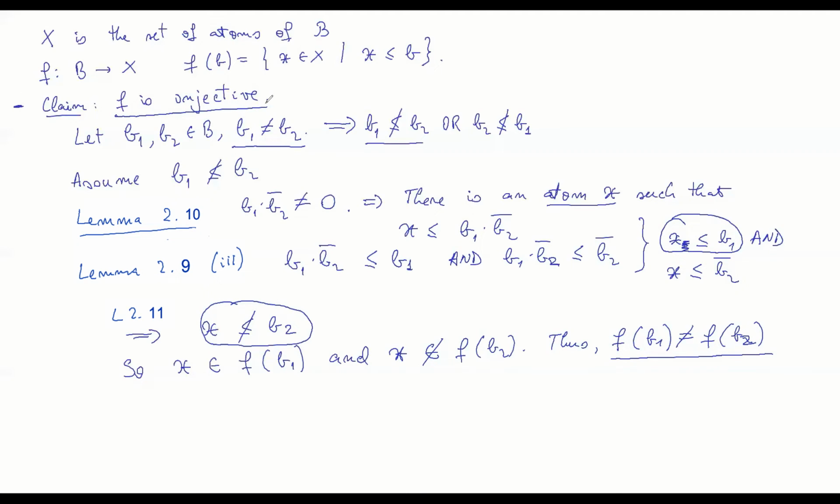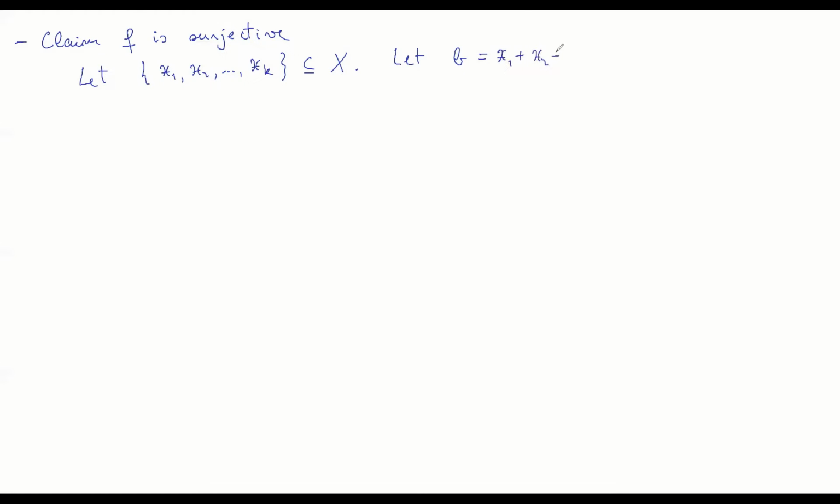So for surjectivity, the other claim I want to prove is that f is surjective. And for this to be proved, I'm just going to take a subset of X. So let's say we have k elements, x1, x2, xk. So I'm taking such an arbitrary subset of X. And I'm going to take their sum. These are elements of B, so I can make operations on them, and so I'm going to denote their sum, x1 plus x2 plus all the way to xk, by B.